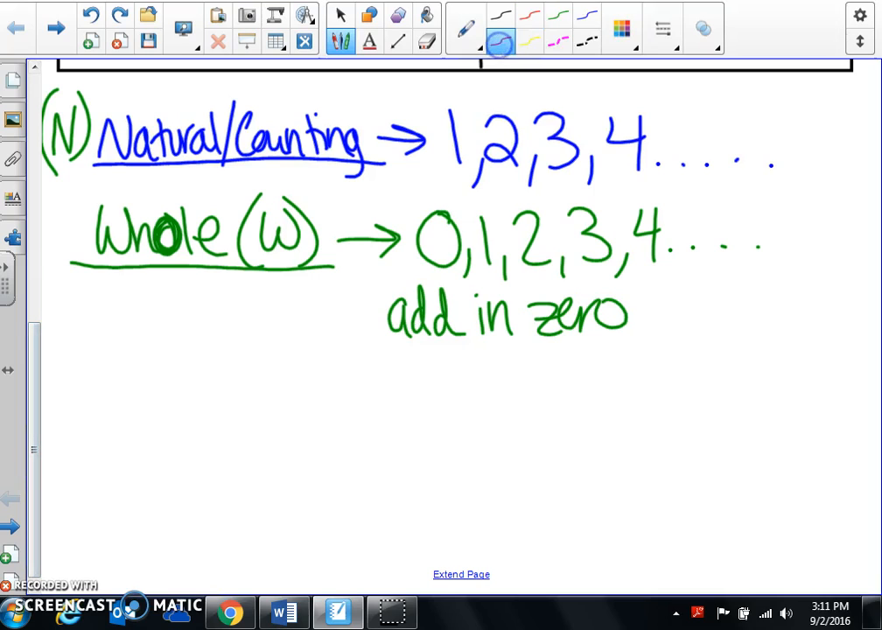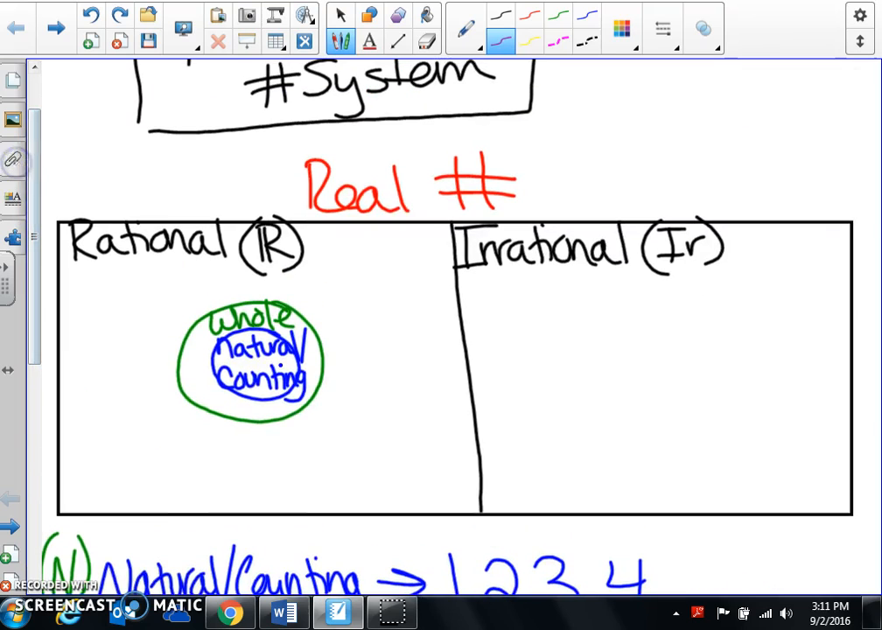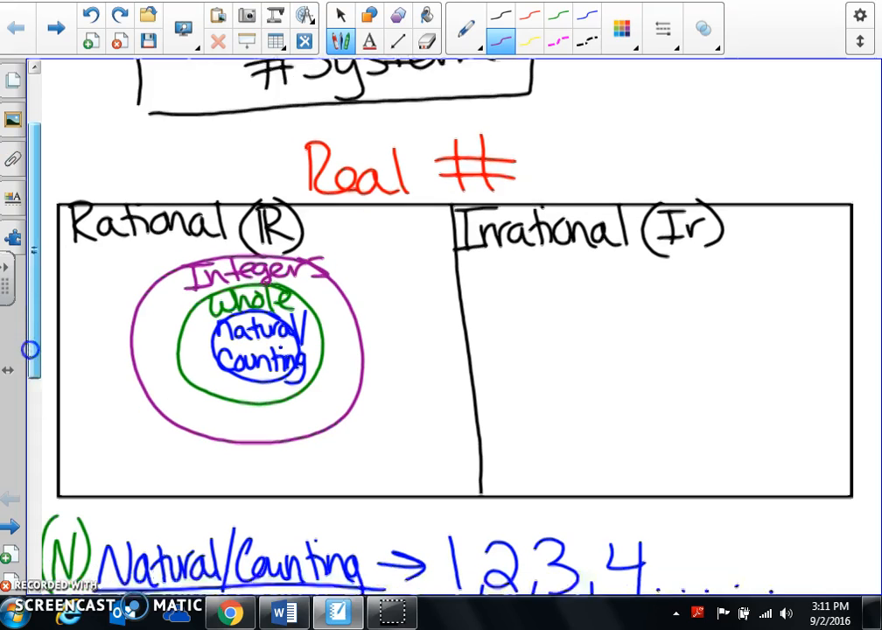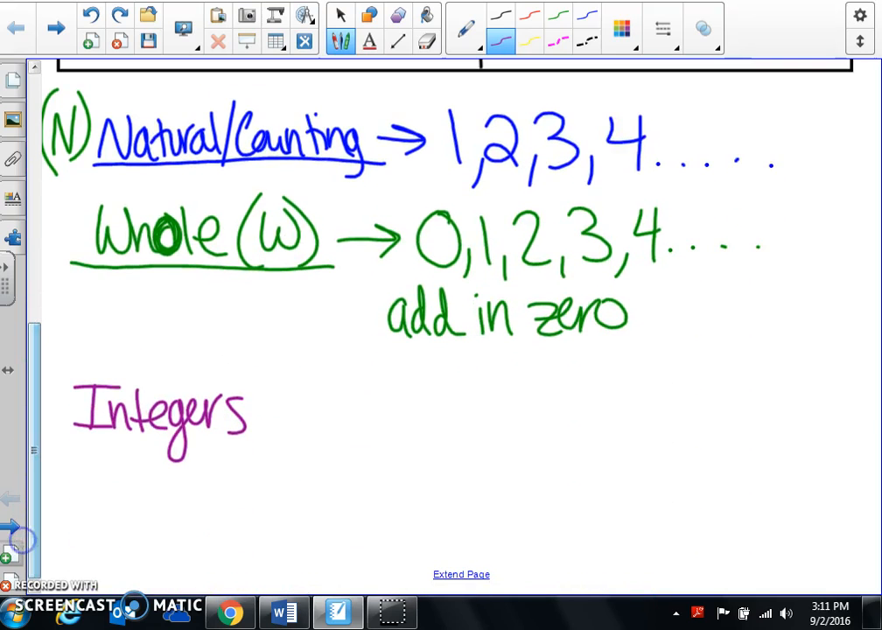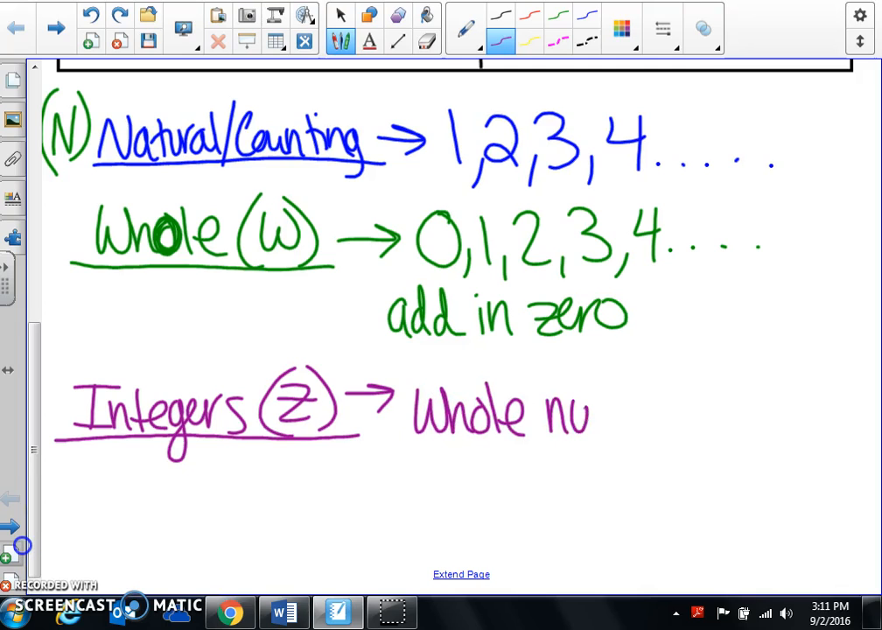All right, the next one is integers. Okay, so that would be here. Okay, so integers, we don't use I because we use that for irrational. So integers is actually a Z. Integers. So the definition of integers is whole numbers and their opposites.